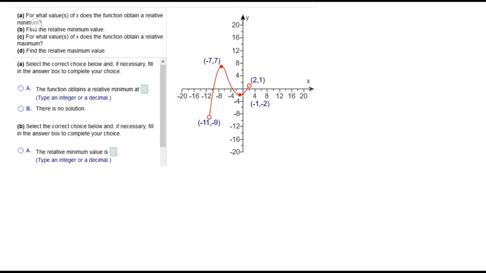For this question, it says, for what values of x does the function obtain a relative minimum? Find the relative minimum value. For what value or values does the function obtain a relative maximum? Find the relative maximum value.